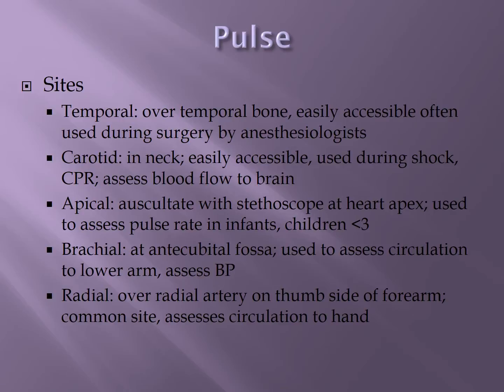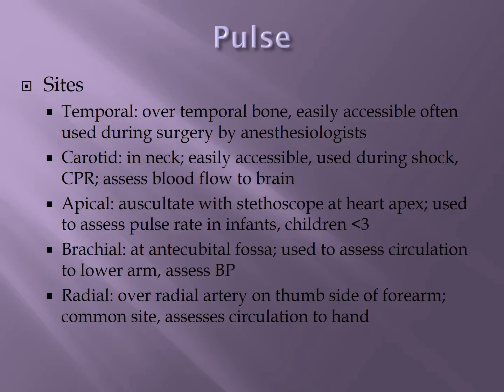Now, this is also the pulse site that we use to place the stethoscope over that brachial artery. So you have to know where the brachial artery is and have palpated it. Otherwise, you're really not going to know where to put the stethoscope when we get ready to assess that individual's blood pressure. The radial artery, radial pulse, is found on the thumb side of the forearm, and this is the most common site that we use in assessing pulses.